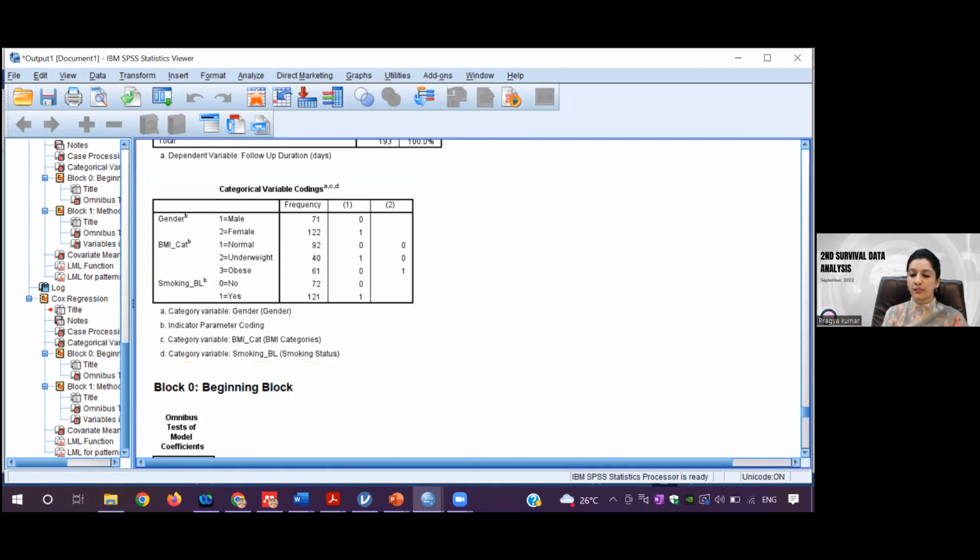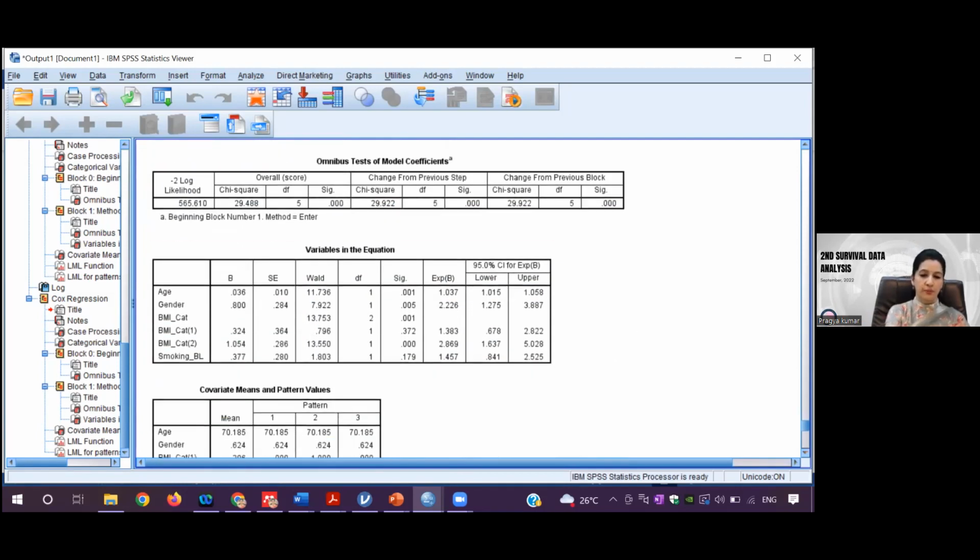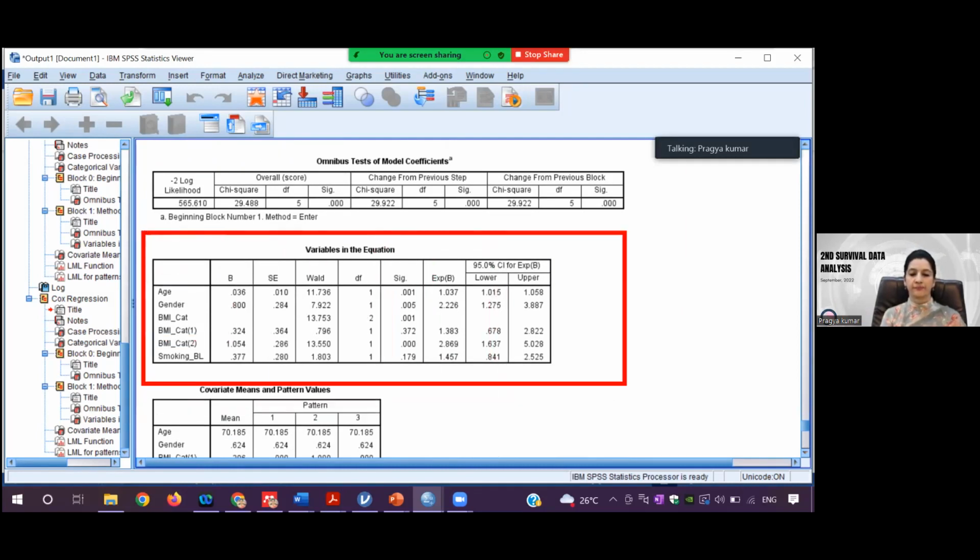Now coming to the interpretation. This table is the most important table, and this table we give in our manuscript. This is the adjusted hazard ratio. I'll tell you how to calculate unadjusted also. When you have only a single variable, that is the unadjusted hazard ratio, because you have not adjusted for other confounders. And you know what a confounder is? A confounder is a variable in the presence of which the effect gets either overshadowed or overexpressed.